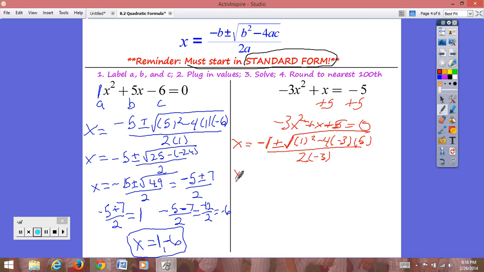So x equals negative 1 plus or minus the square root of 61, if we do all the math under the radical, and that is all over negative 6. So we're going to have negative 1 plus the square root of 61 over negative 6, negative 1 minus the square root of 61 all over negative 6.